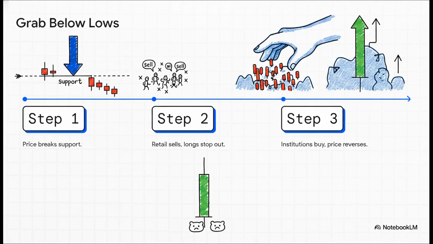And you know, it works exactly the same way in reverse for a sell-side liquidity grab. Step 1, price breaks a key support level. Step 2, retail traders panic and sell the breakdown. Existing longs get stopped out, again, forcing them to sell. Step 3, institutions calmly step in, buy up all those deeply discounted sell orders, and reverse the price straight back up. The result is a long lower wick that leaves retail bears completely stuck.